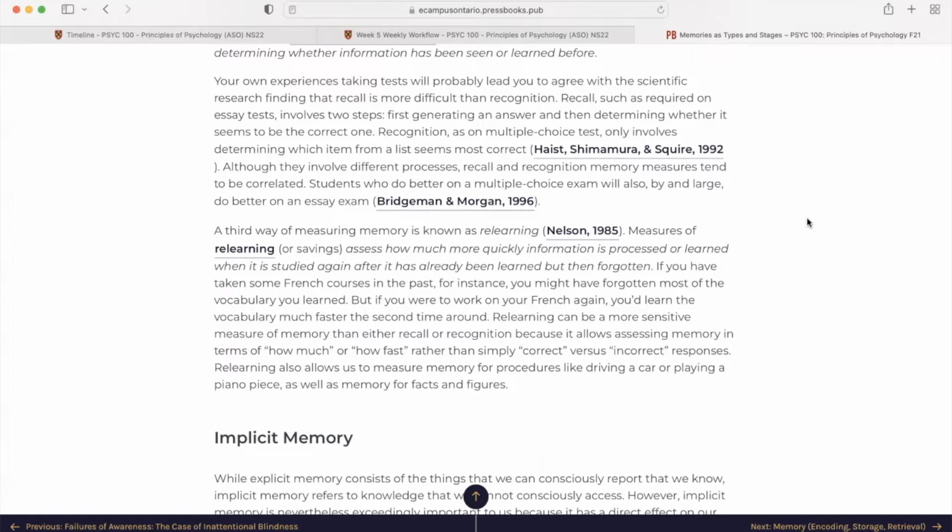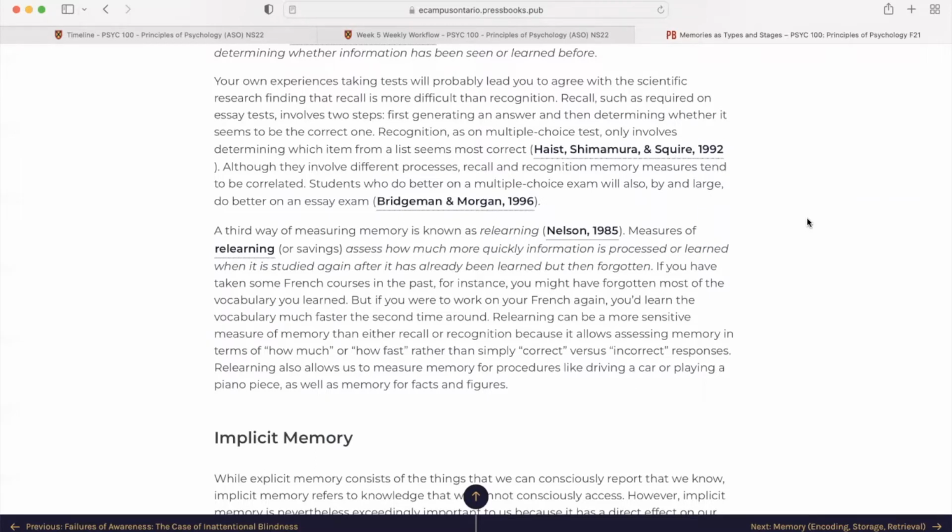A third way of measuring memory is known as relearning. Measures of relearning or savings assess how much more quickly information is processed or learned when it is studied again after it has already been learned but then forgotten. If you have taken some French courses in the past, for instance, you might have forgotten most of the vocabulary you learned, but if you were to work on your French again, you'd learn the vocabulary much faster the second time around. Relearning can be a more sensitive measure of memory than either recall or recognition because it allows assessing memory in terms of how much or how fast, rather than simply correct versus incorrect responses.